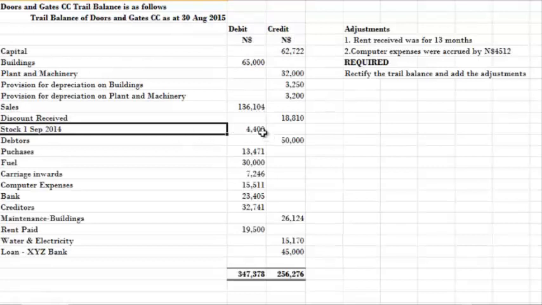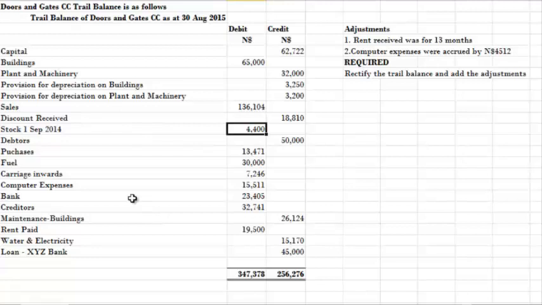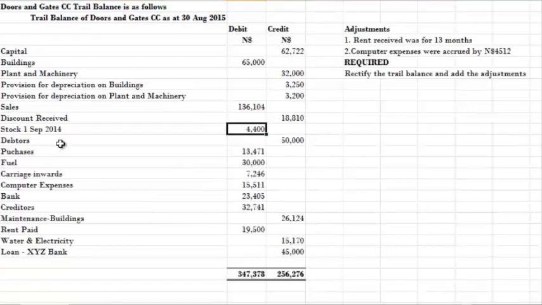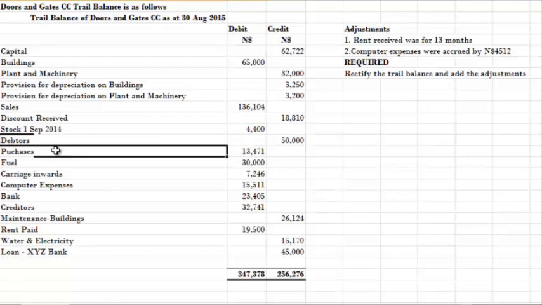Then we have opening stock. Opening stock is again an asset, and an asset in the trial balance should be on the debit side. It is on the debit side, so no changes need to be made there. Our debtors, well, if you can remember, our debtors is an asset because our debtors are all customers that buy goods and services from us on credit.